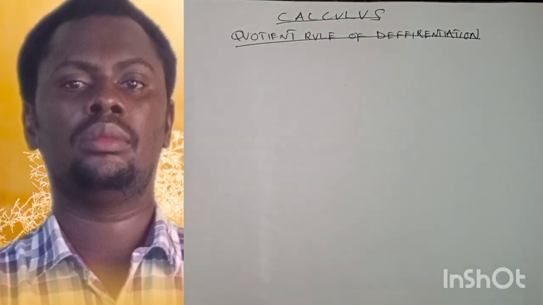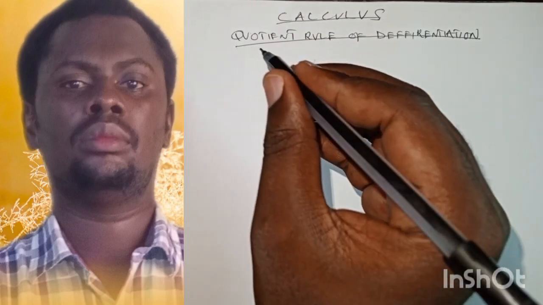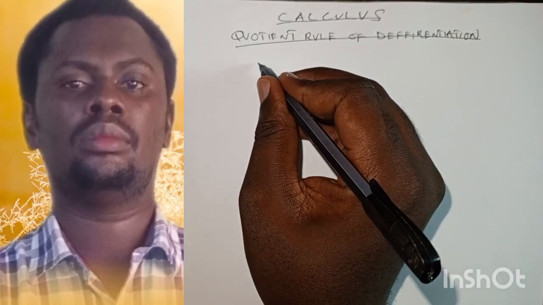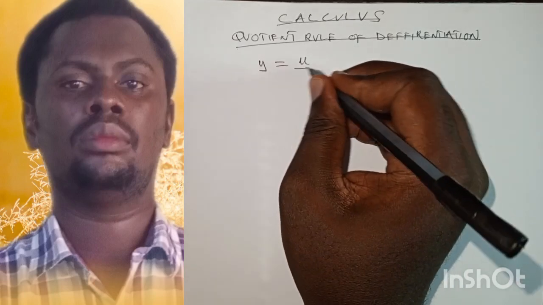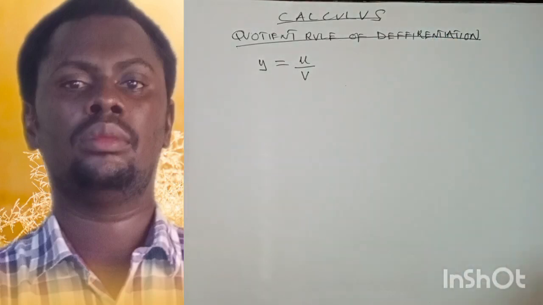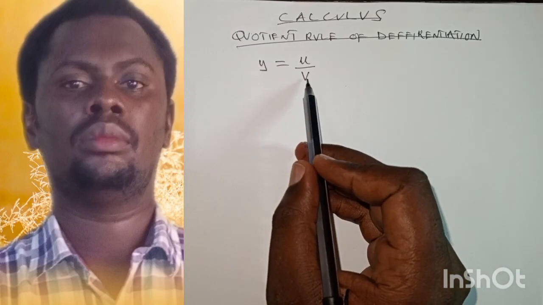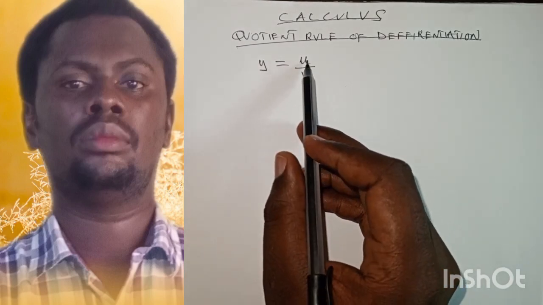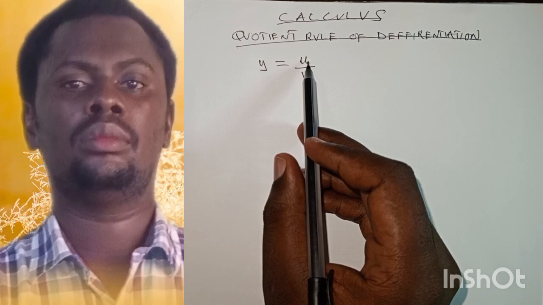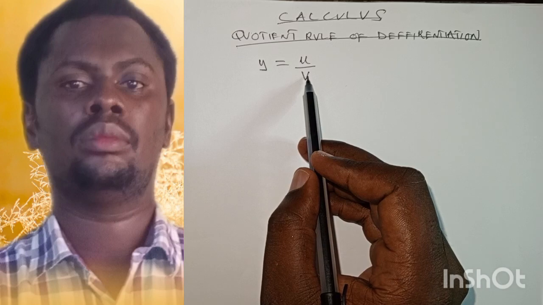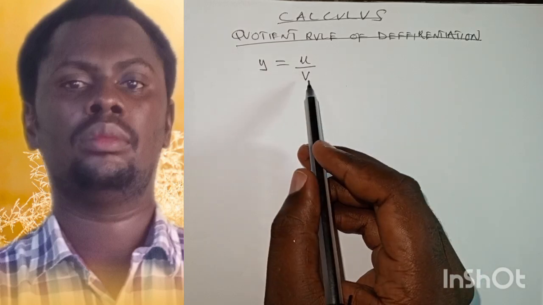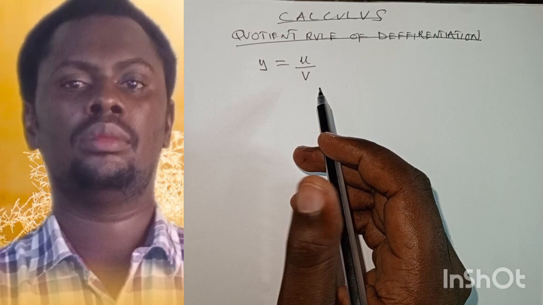Okay, so we can have a function. Let's say a function y is equal to u over v. The quotient rule states that you keep the denominator constant, you differentiate the numerator, and minus, you keep the numerator constant, you differentiate the denominator, then everything divided by the square of the denominator.